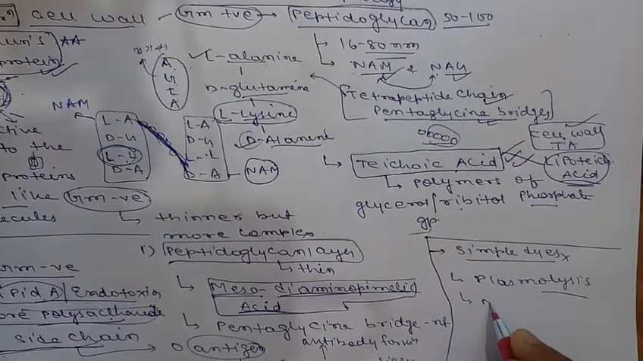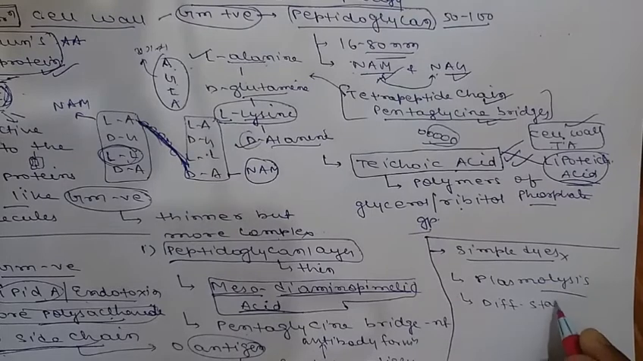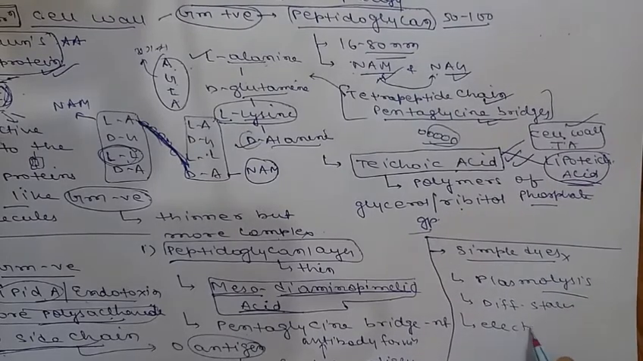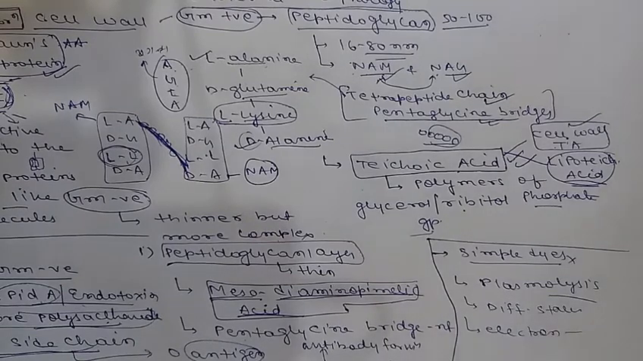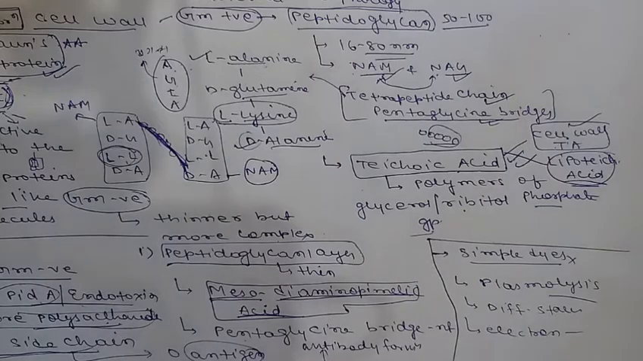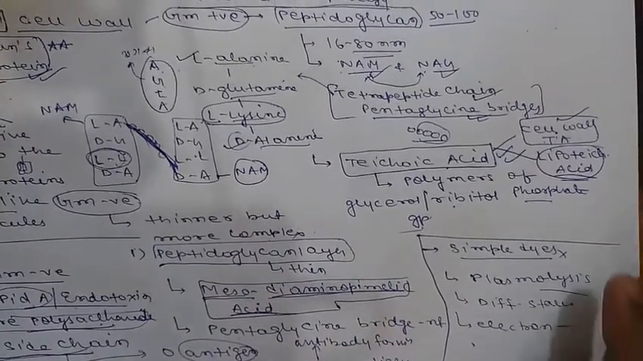The next is you can do differential staining. You can look by electron microscopy. So these are the methods through which you can look for the cell wall. Clear? So this is all about your cell wall and outer membrane. Now the next part we will discuss is your cell membrane.